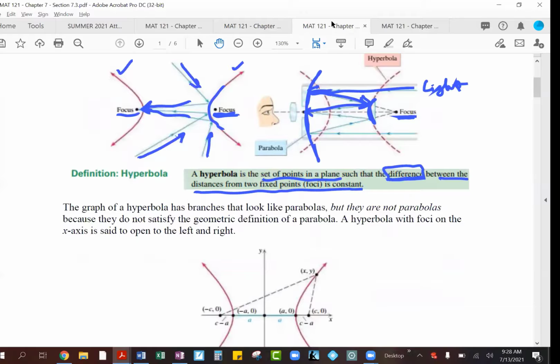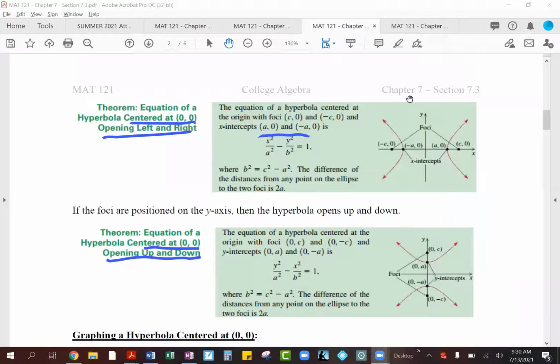So the way these hyperbolas work, they can either open left and right, and again, the center is going to be at 0, 0, or they can open up and down. Like I was telling you earlier, the equations for your ellipse and hyperbola look the same. The only way to tell the difference is you will have this minus sign instead of a plus sign.